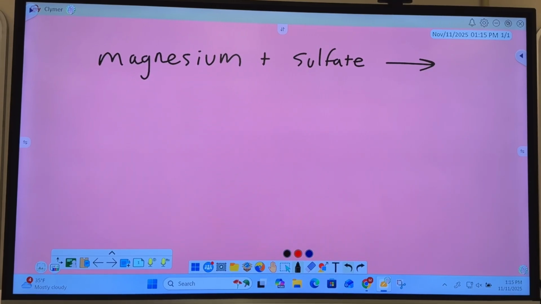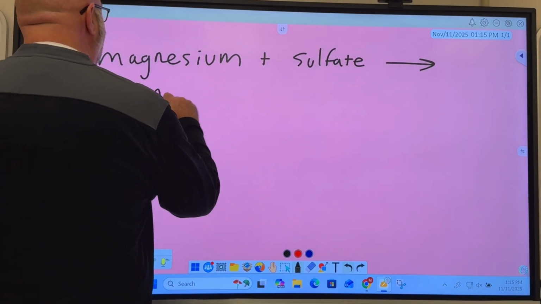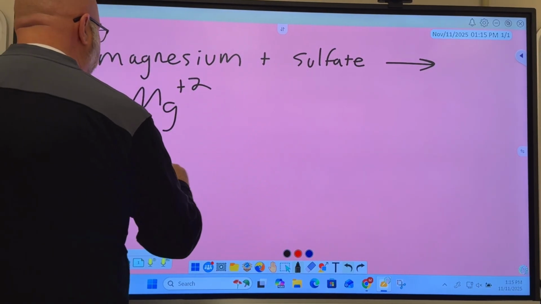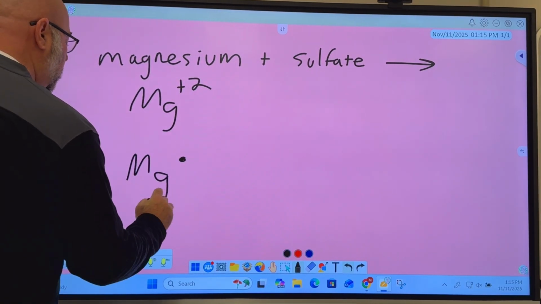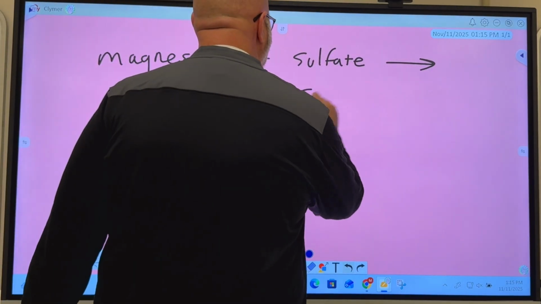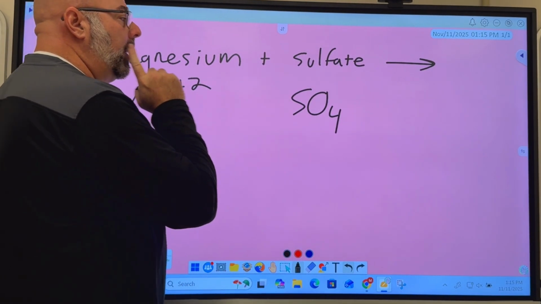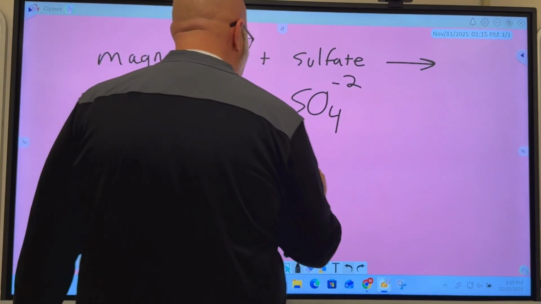All right, speed run. Magnesium. What's it look like? What ion? +2. What's the dots for that? 2. What about sulfate? SO4, what's the charge on sulfate? -2, how many dots?